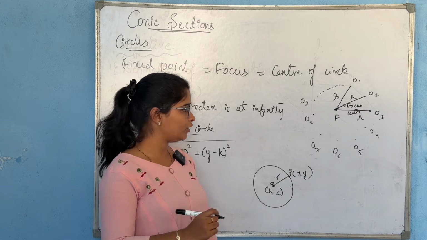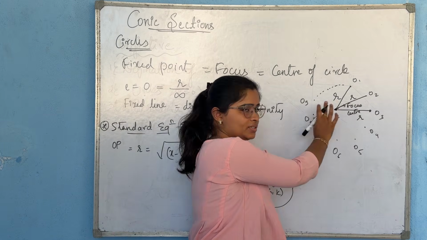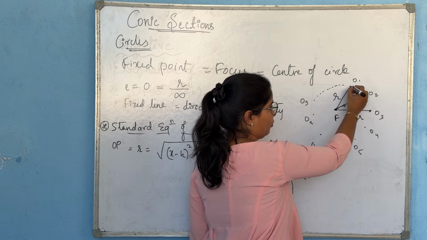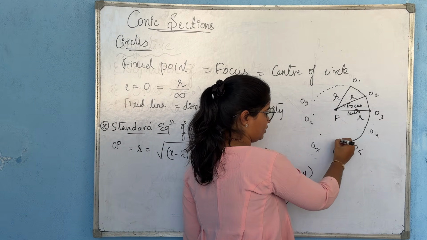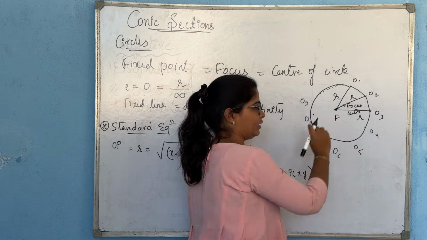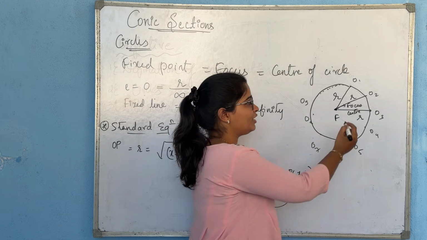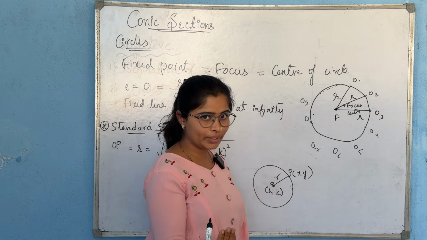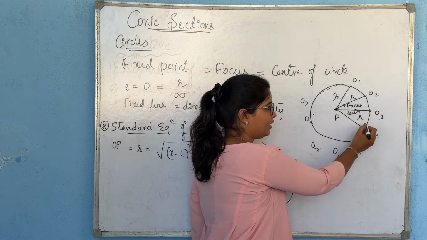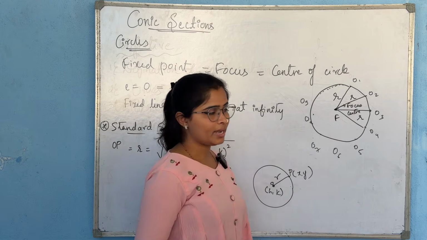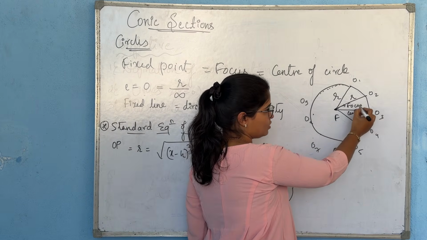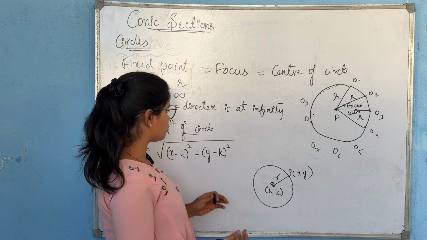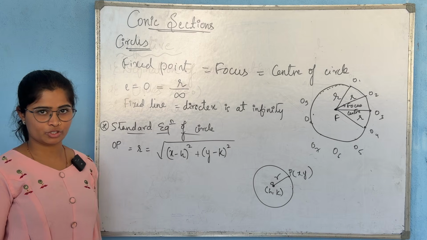Now when we join all these points that are equidistant from this fixed point or center, then we will obtain a circle. That is how we will get a circle, clear. Now when we join all these points in the plane such that they are equidistant from this focus, it will give us a circle, clear. And hence this radius is always the same to any point on the circle, clear. Now let us go to the next, that is the standard equation of a circle.